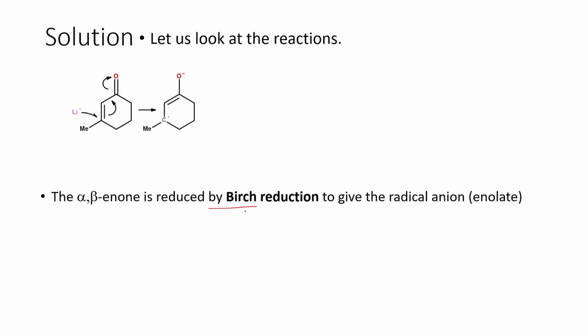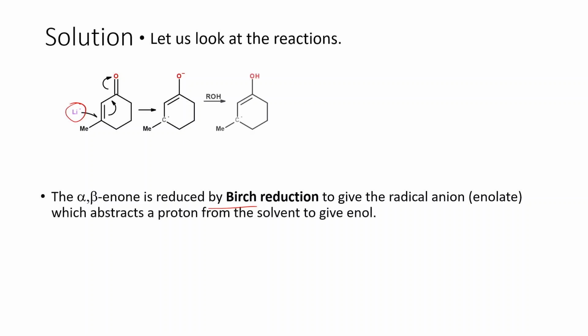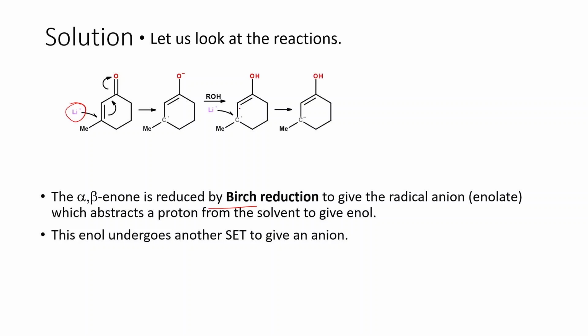So this alpha beta unsaturated ketone undergoes Birch reduction. So the first step is the formation of the enolate anion, because lithium transfers 1 electron. This is nothing but a single electron transfer process, and it ends up with a radical anion, that is the enolate anion. And in the second step, the solvent gives a hydrogen atom to that enolate oxide anion. So we end up with an enol derivative, that is, the radical enol is actually formed.